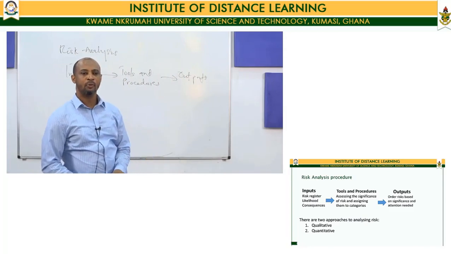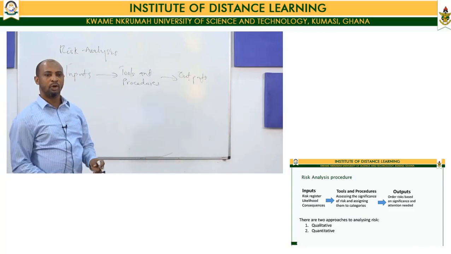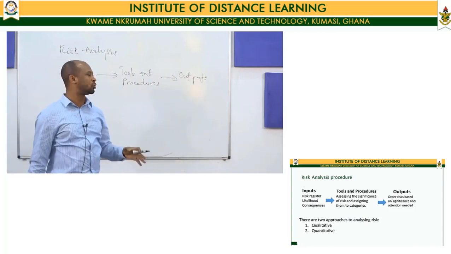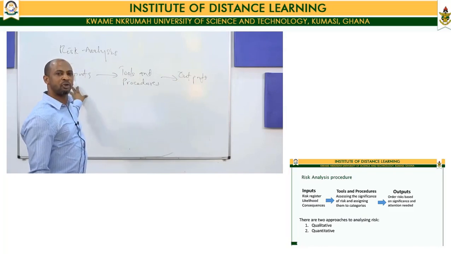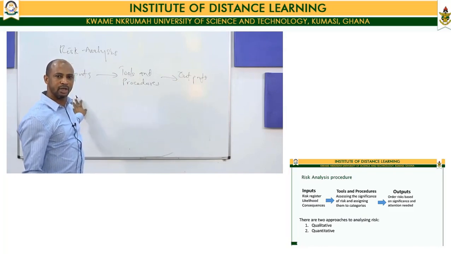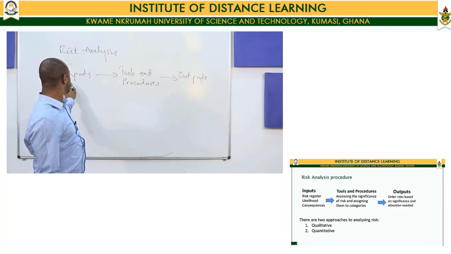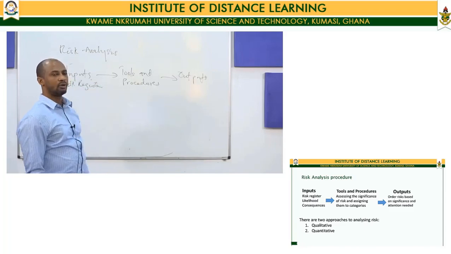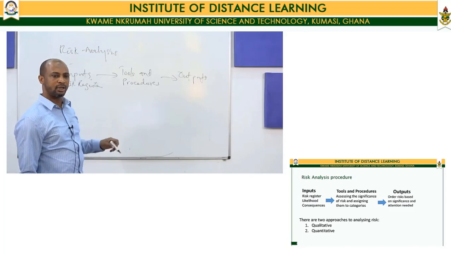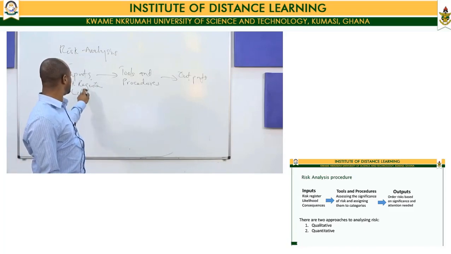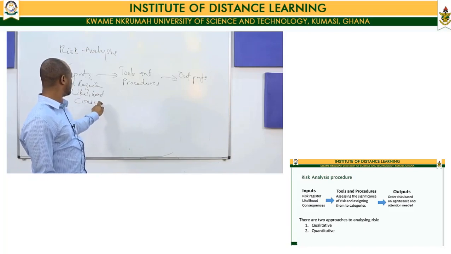So here, when we talk about the inputs, what are the things that should help us to begin to analyze the risk? And we are saying that the risk register is the first point of call. In it, you will have the likelihood if you did it well, and then you also have consequence.